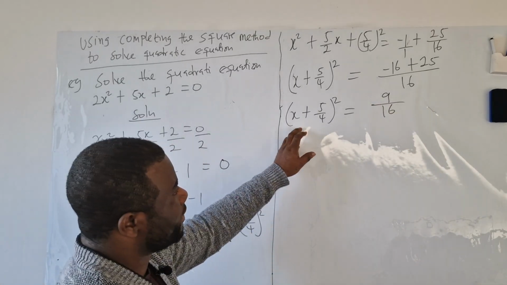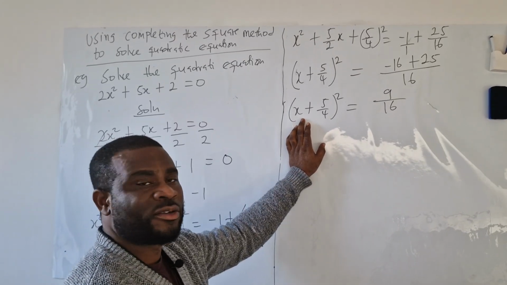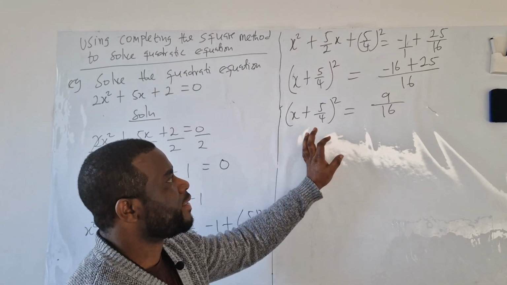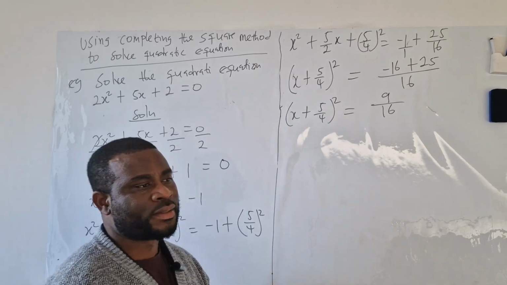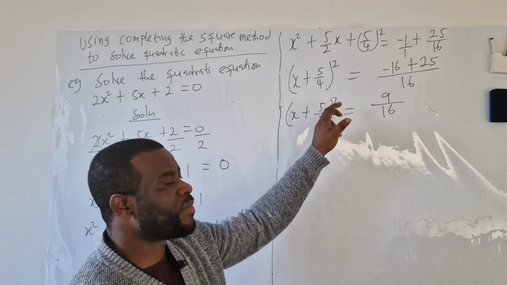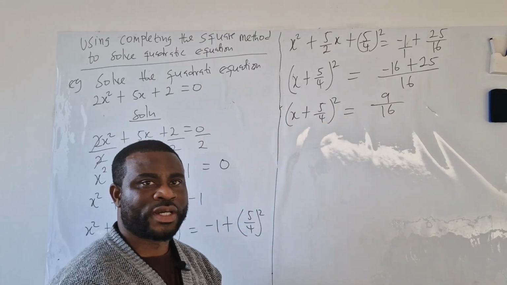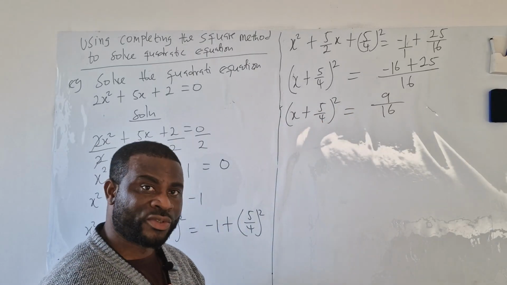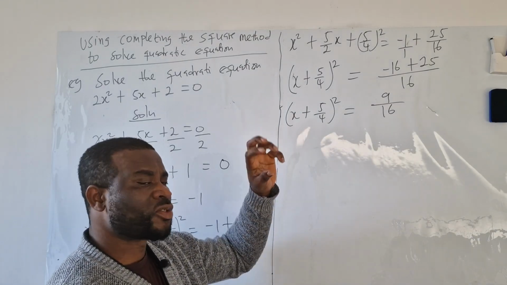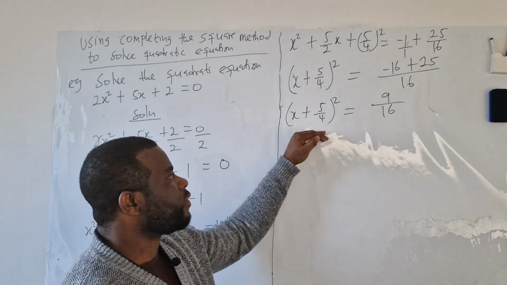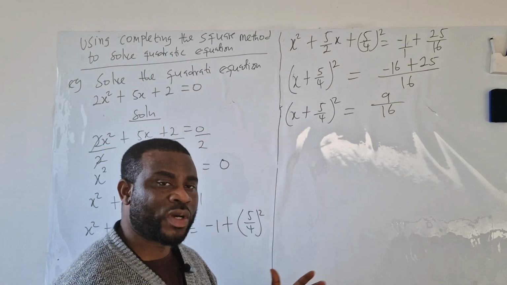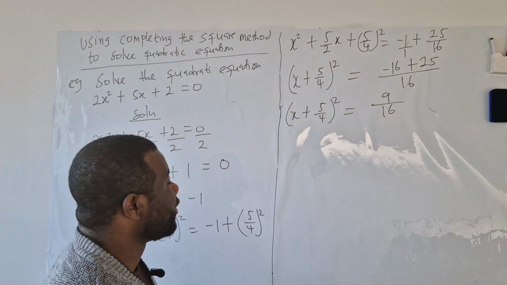We are solving for x, but the x is squared in that bracket. So before we can solve for x, the square must go off. And how do you take off the square? We use the square root to take off a square. So that means that you're going to give a square root to both sides of the equal to sign.